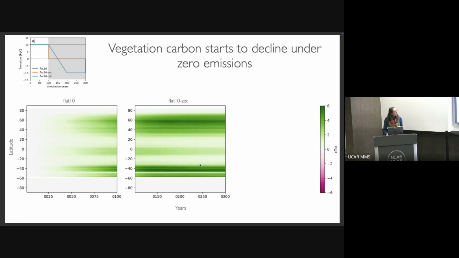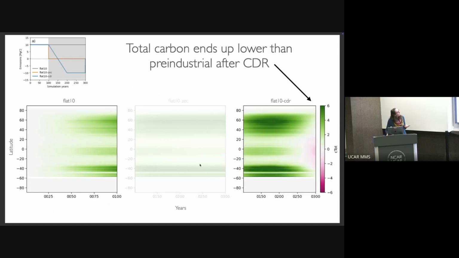We can see carbon uptake by the land continues for a while in some models, but does start to weaken in other places. You can see it weakening in the tropics. If we look instead at the case where carbon dioxide removal is occurring, emissions reduce more gradually. In this particular model, we end up with less carbon on land at the end following this carbon dioxide removal. But this pattern is not consistent across models.